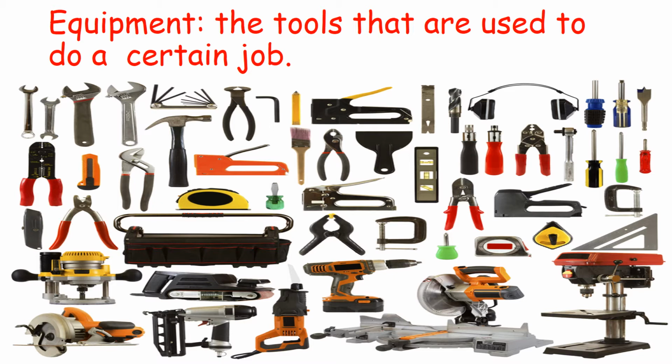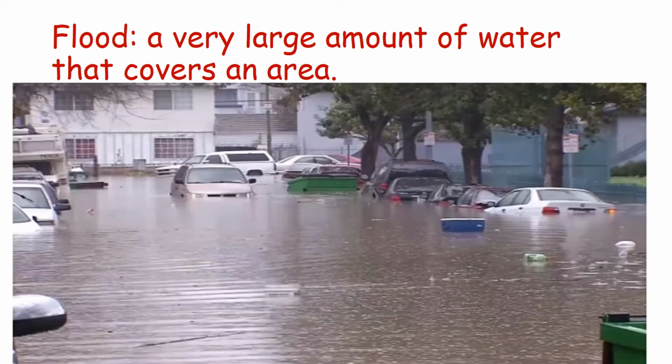Equipment. Equipment is a noun which means the tools that are used to do a certain job. For example, the hammer is an equipment. It's a tool that's used to nail nails on the wall, actually. What else? Screwdriver is also an equipment. It's a tool. Equipment.